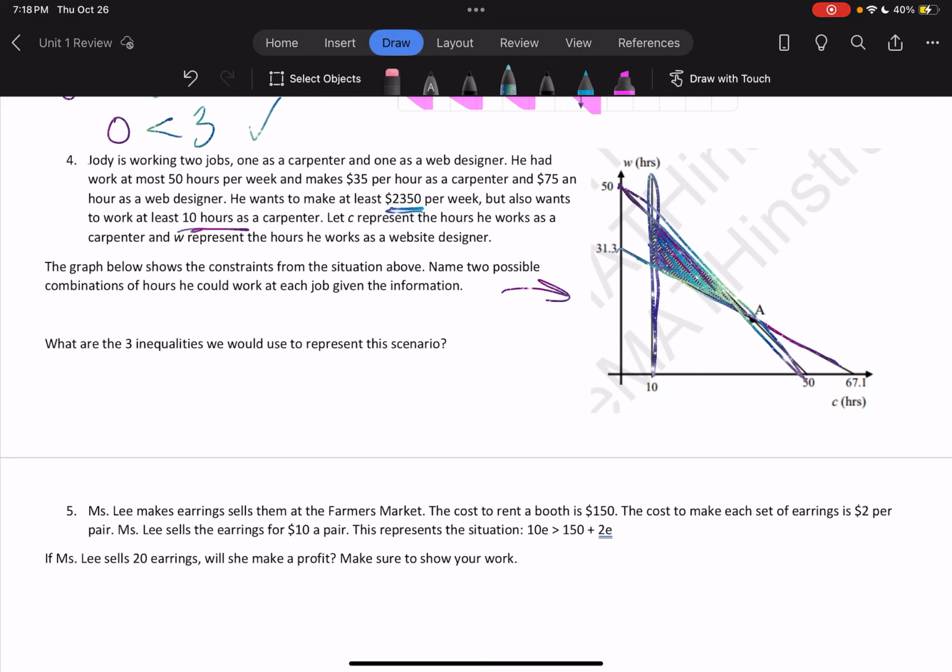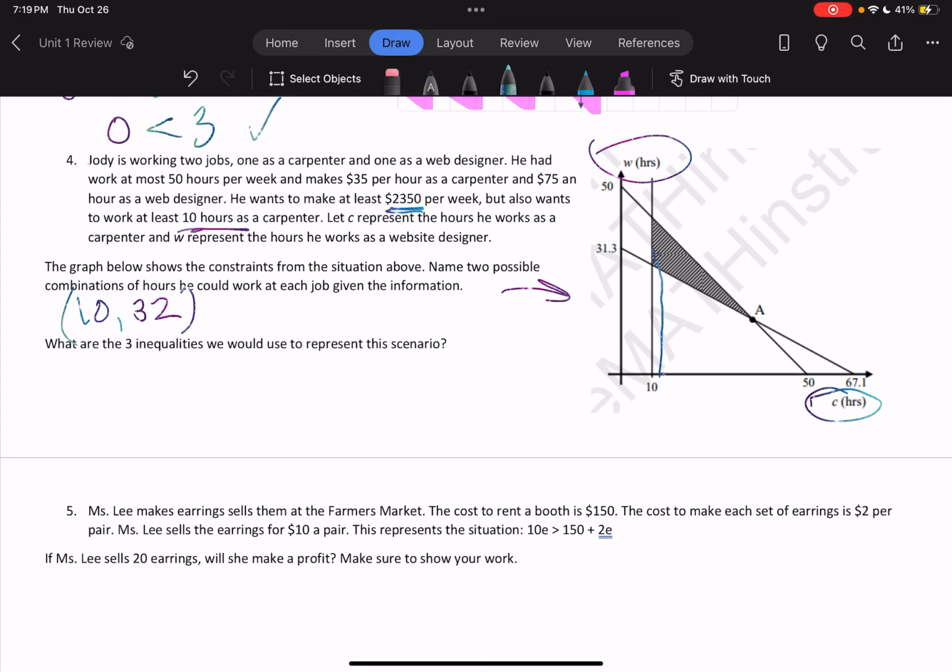So 2 possible combinations, and looking at this, 11, 32 is probably going to be a solution in that shaded area. Looking at 10 is here, right? So going up 11, going to approximately 32. So I'm going to say 10, 32 is one potential, which would be 10 hours as a carpenter and 32 hours as a web designer.